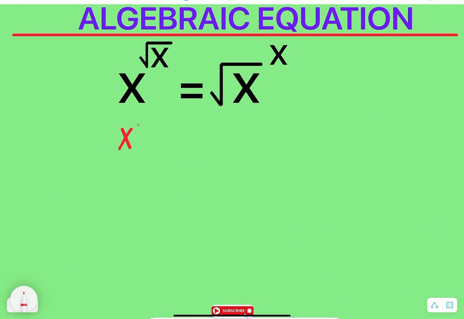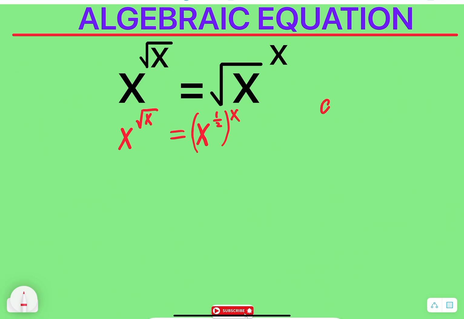Let's keep the first one the same: x to the power of square root of x equals, this radical sign I will make as an exponent. x to the power of the radical sign, which is 1/2, and then another power of x.